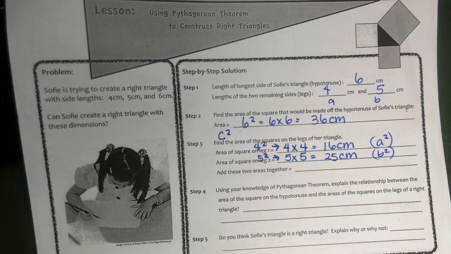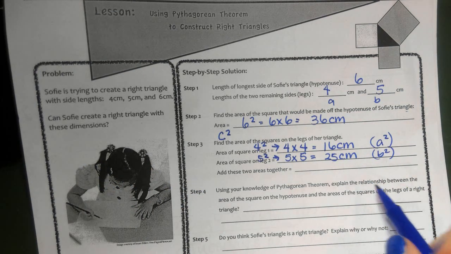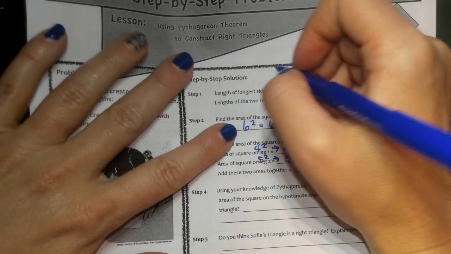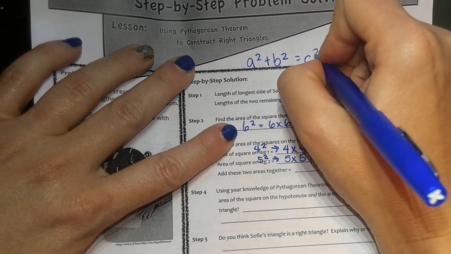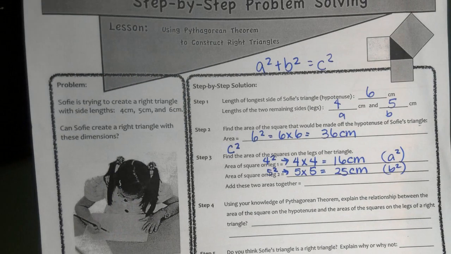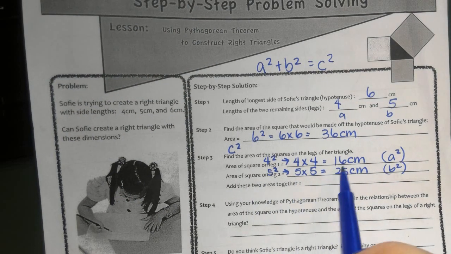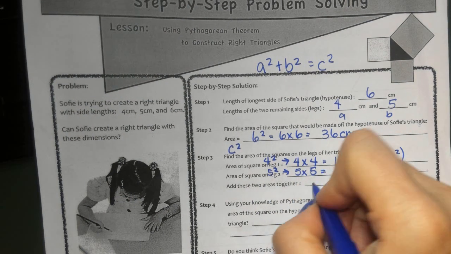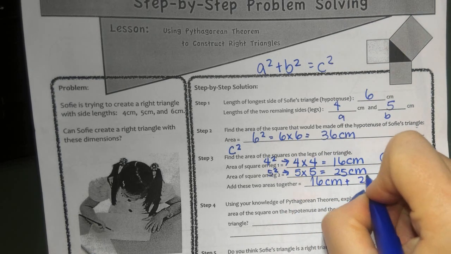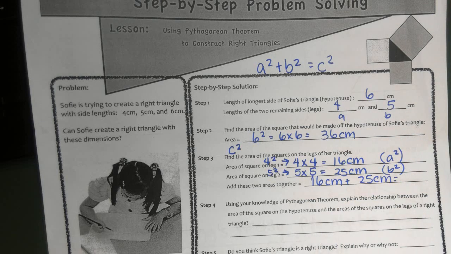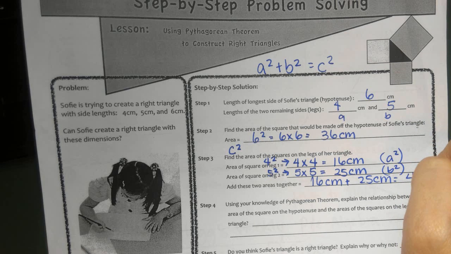Okay. Add these two areas together, because that's what the Pythagorean theorem says. It says a squared plus b squared is always going to equal c squared if you have a right triangle. So let's add a squared, which was 16, and b squared, which was 25, together. What does that equal? 16 plus 25. That equals 41 centimeters squared. Okay?